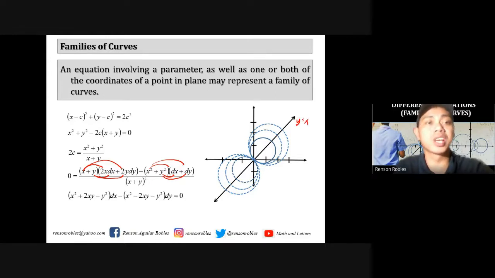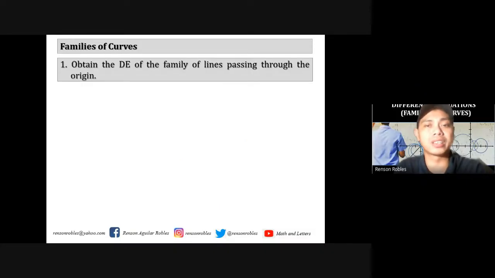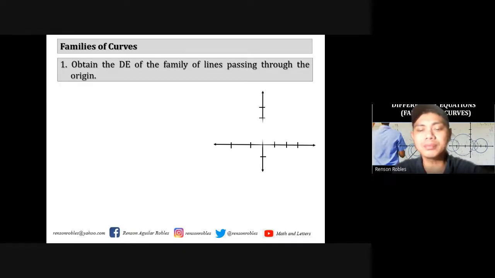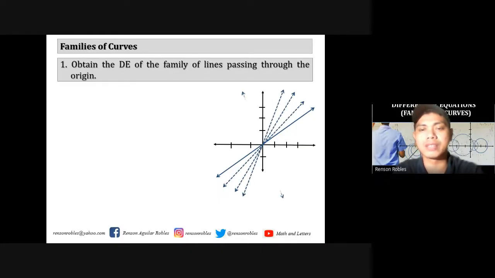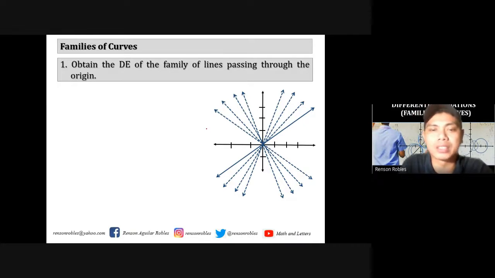And to illustrate this family of curves further, let us consider another example. Let us obtain the differential equation of the family of lines passing through the origin. So let us first illustrate it graphically. We will draw lines that pass through the origin. And as you can notice, you can draw infinitely many lines that pass through the origin. Each line here is represented by the equation y equals mx plus b, the slope-intercept form of a line.